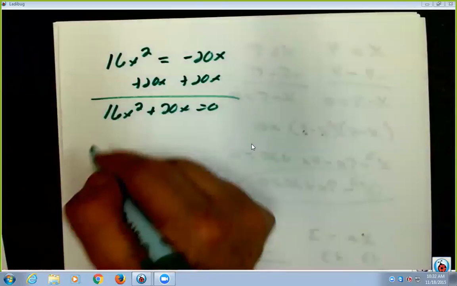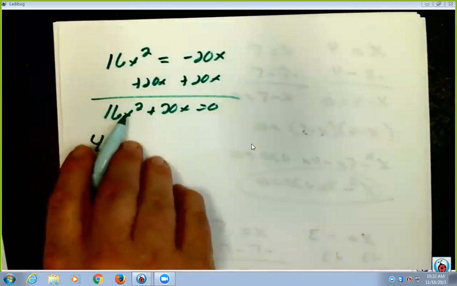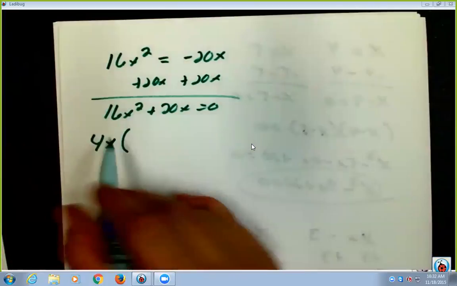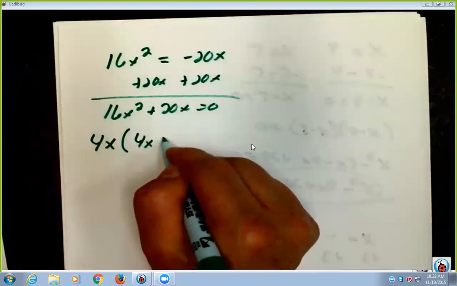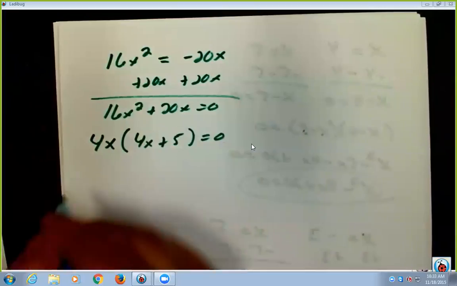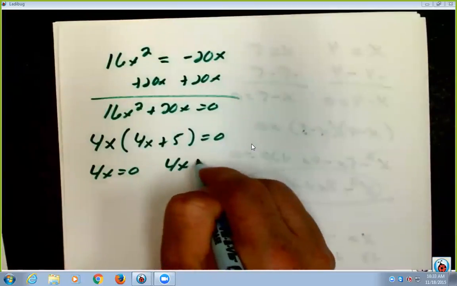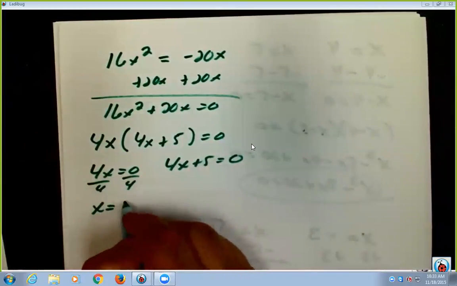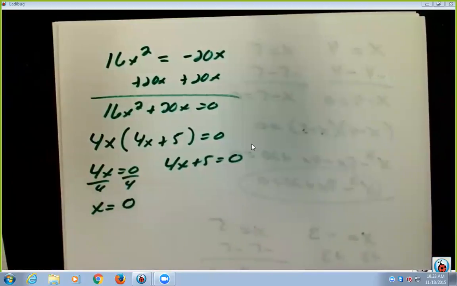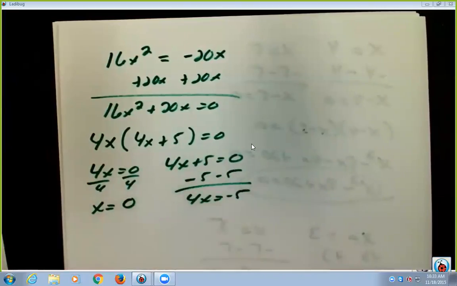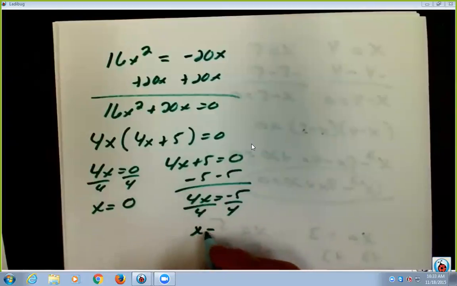Well, 16 and 20, I can pull out a 4. X squared and x, I can pull out an x. So what's it going to leave me with? It's going to leave me with 4x plus 5 is equal to 0. And then set each piece equal to 0. So 4x equals 0, 4x plus 5 equals 0. And divide by 4. So I find x is equal to 0 for the first one. Second one, minus 5, divide by 4, and I find x is equal to a negative 5/4.